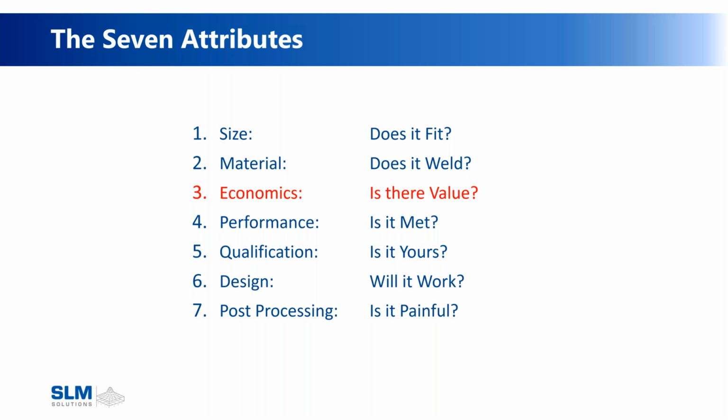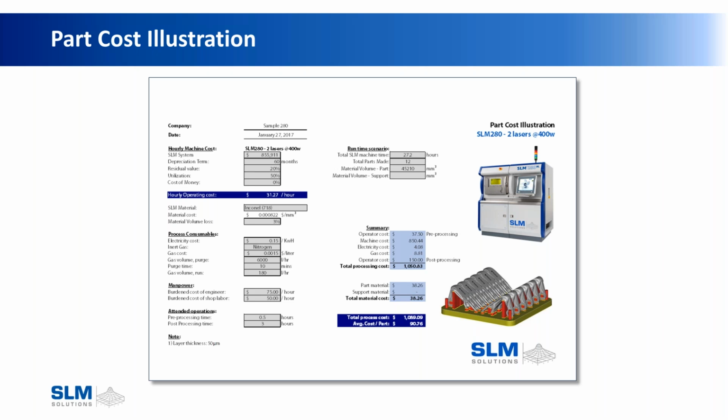From there, the economics. So we're starting to talk about cost a lot. Is there value in the parts that we're making? Here is a cost estimation form. So just like all other manufacturing processes, we understand what goes into the machine very well. How much gas we need to use, how much electricity, power, all of these values that go into how much your end part ends up costing.